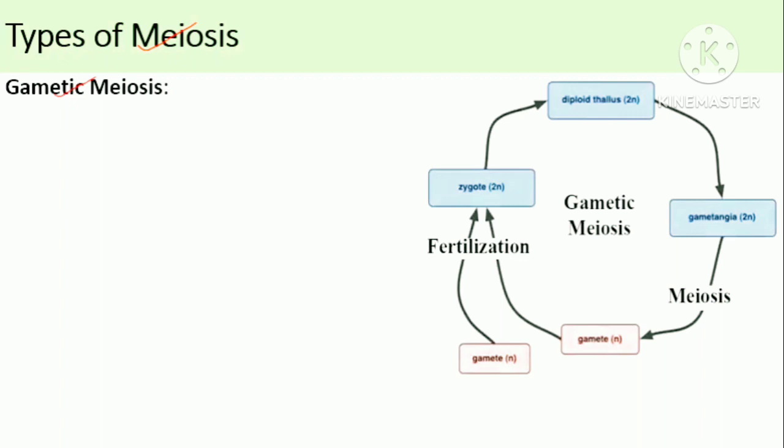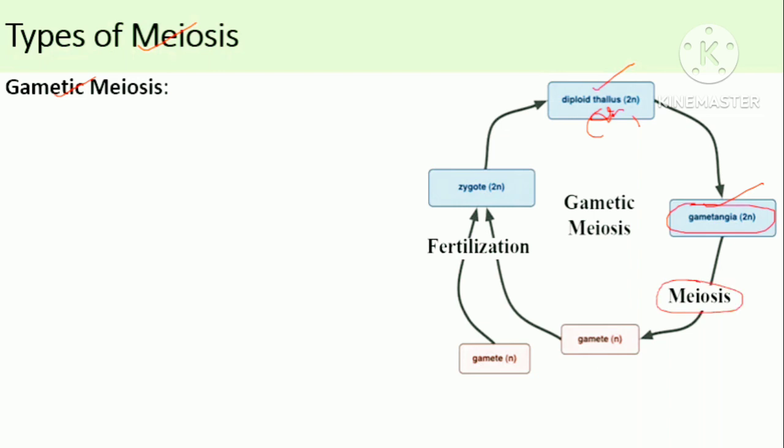For example, there is a diploid thallus. This is the mature body. Basically it is a sporophytic plant body, it bears gametangia. The gametangia are also diploid. When gametes are formed in them, during that time there is this division, that is meiosis, and 2 gametes are formed.